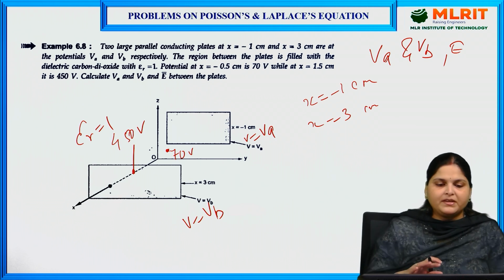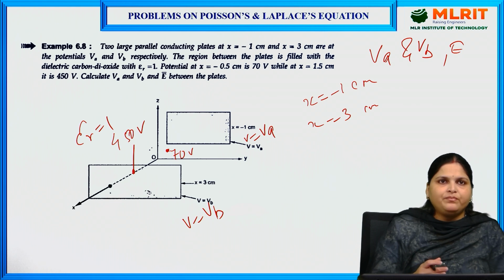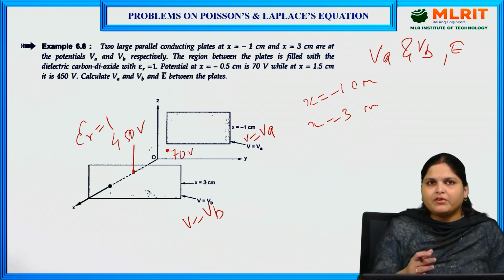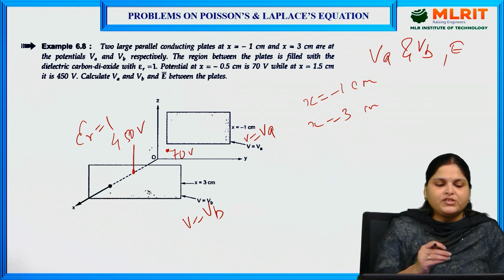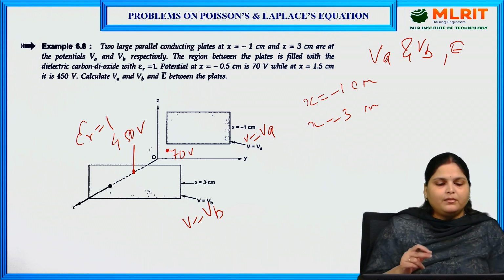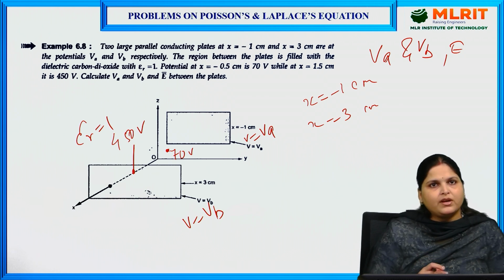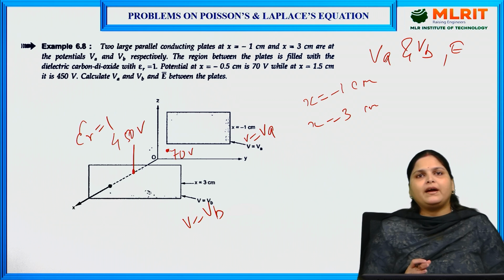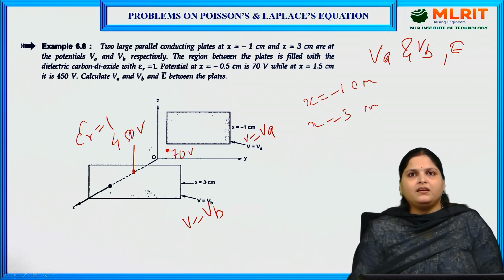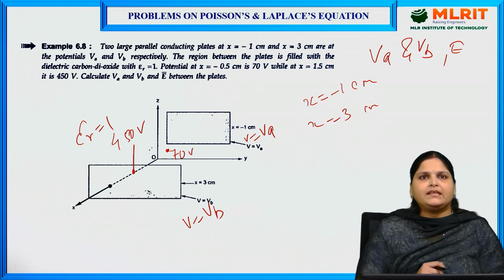Okay, all parameters are given, two plates are given, their locations are given, potentials as VA and VB are given. Also there are two potentials given at two different points on x-axis. Permittivity between these two plates is given and the dielectric material is carbon dioxide. Epsilon R is given as 1. We have to find potential VA and VB as well as E.